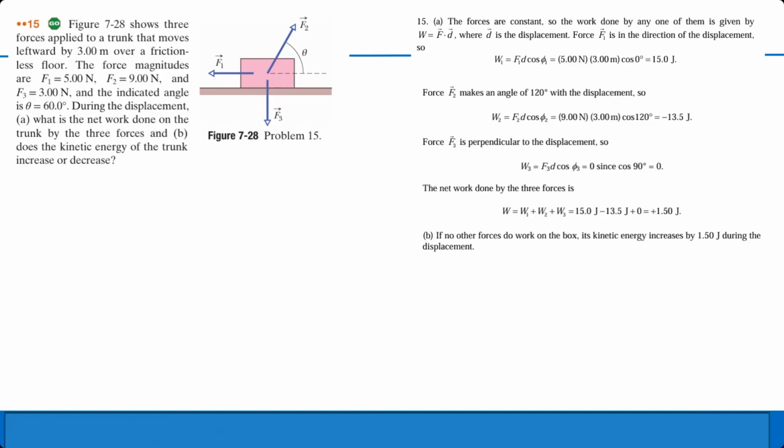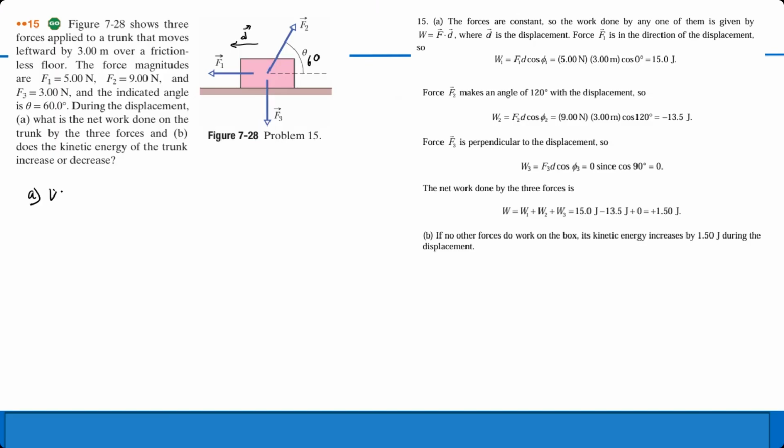In this problem, I have three forces applied to a trunk that moves to the left by 3 meters over a frictionless floor. So let's just draw the vector d, just to keep in mind that it is to the left. The force magnitudes are 5 newtons, 9 newtons, and 3 newtons. The indicated angle theta is 60. During the displacement, what is the net work done on the trunk by the three forces?